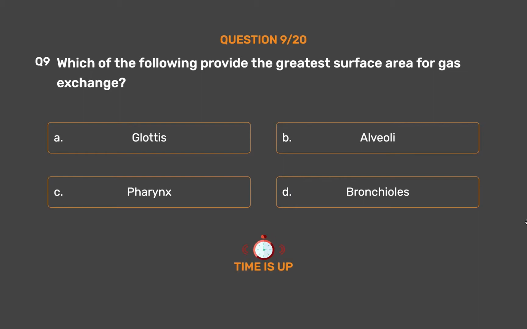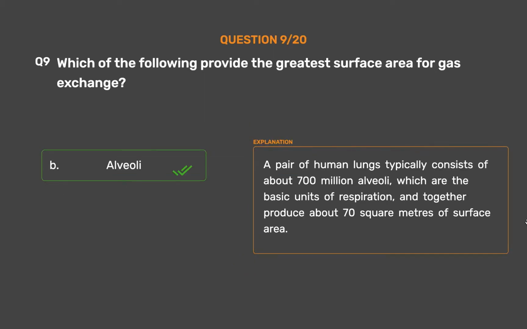The correct answer is option B. Alveoli. A pair of human lungs typically consists of about 700 million alveoli, which are the basic units of respiration, and together produce about 70 square meters of surface area.